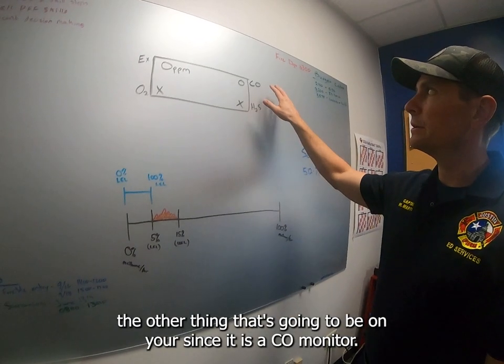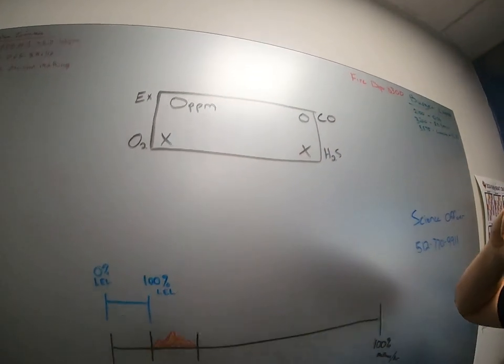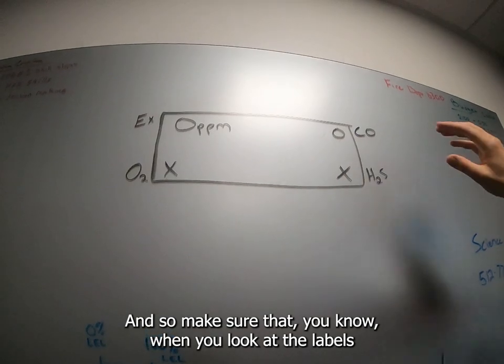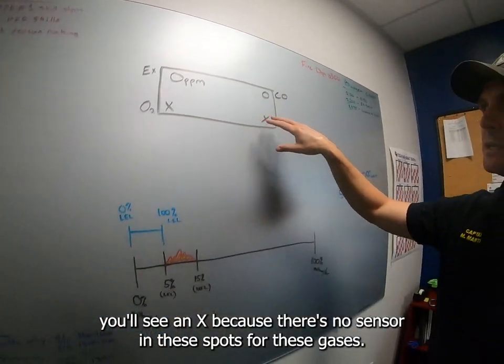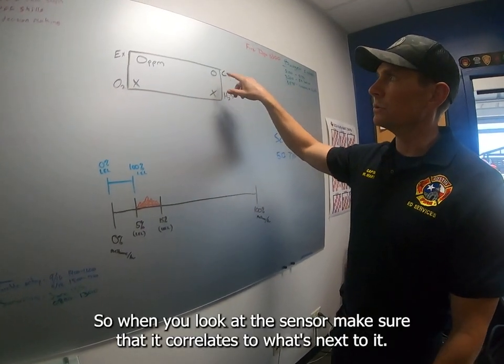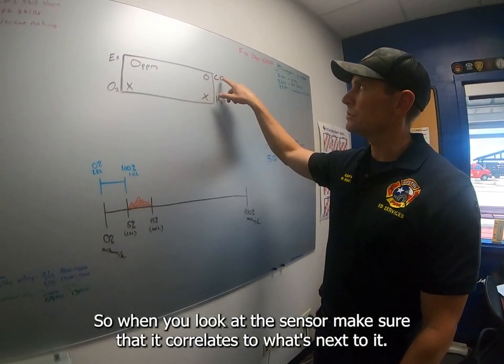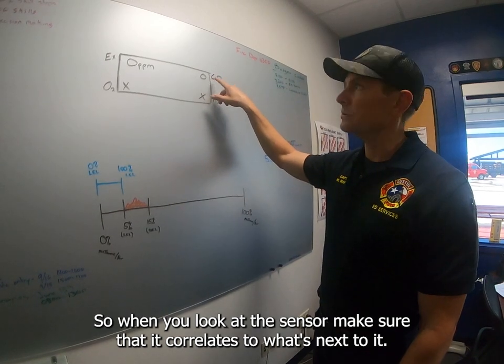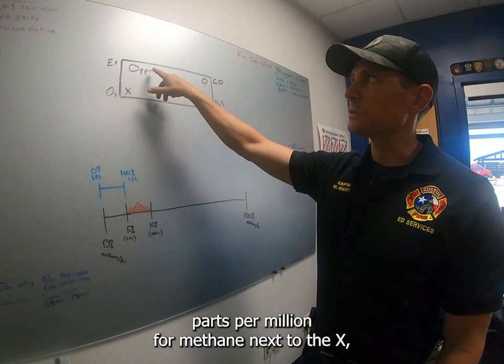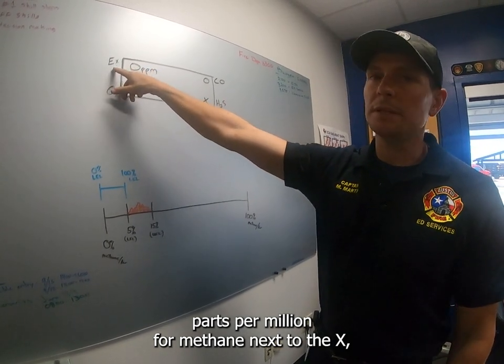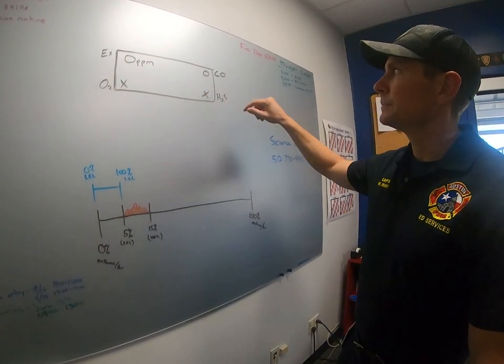The other thing that's going to be on your SensIT is a CO monitor. And so make sure that when you look at the labels, you'll see an X because there's no sensor in these spots for these gases. So when you look at the sensor, make sure that it correlates to what's next to it. The SensIT will show parts per million for methane next to the EX, not the CO.